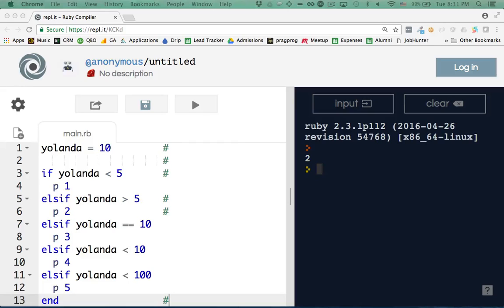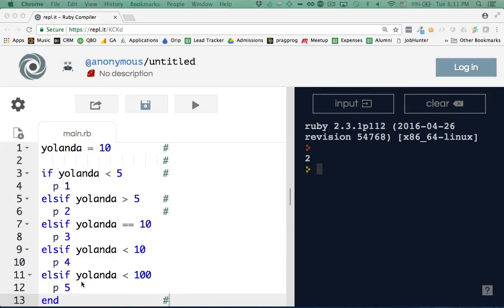Okay. Now, one other thing I want to point out is, if you notice, I actually don't have an else clause at the end. You don't have to have an else. I just have else ifs. So that's another interesting thing to note. You don't have to have an else. You don't have to have else if. I mean, it depends what you're doing. Okay.